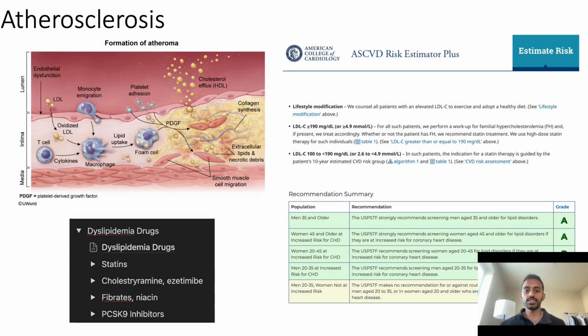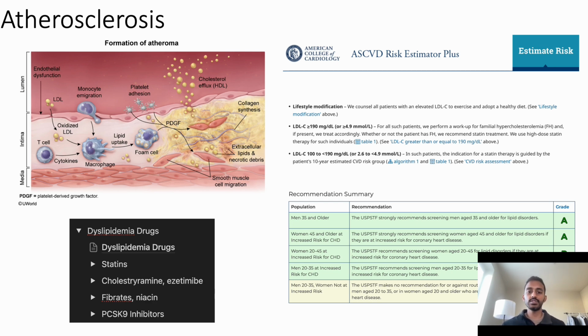General recommendations are screening starting at 20 years for both women and men, and LDL should be less than 100. If 100 to 190, you have to measure the ASCVD risk using a calculator, and then recommend changes to lifestyle or statins. If greater than 10% risk in the next 10 years, that is significant and you should start a statin.